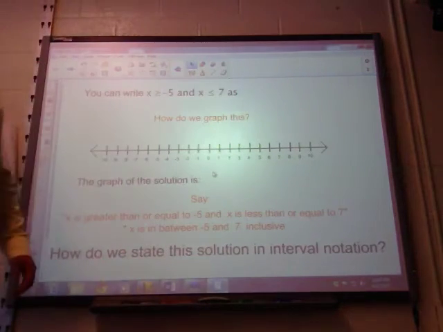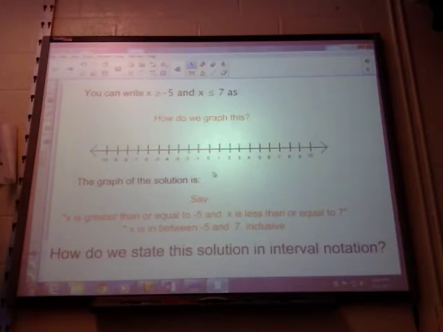Here's a quick video on compound inequalities. A compound inequality is basically a set of two inequalities, like you see right here.